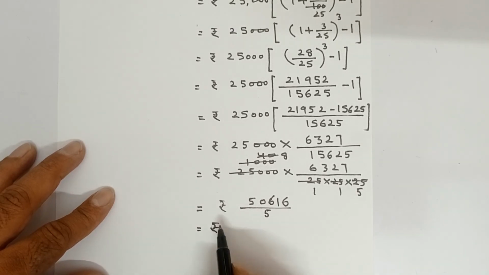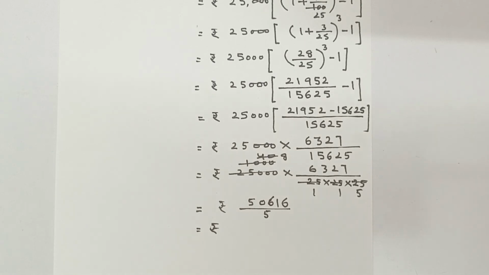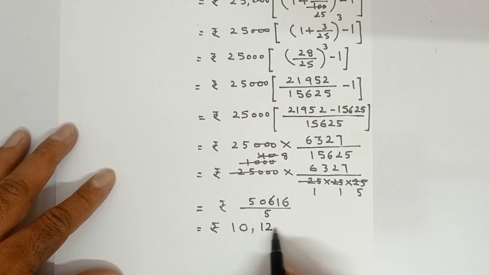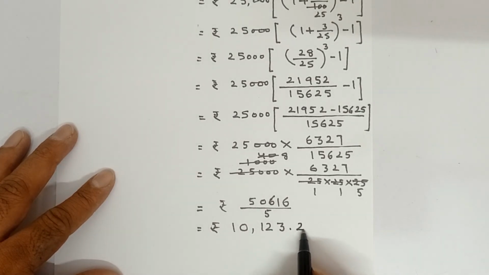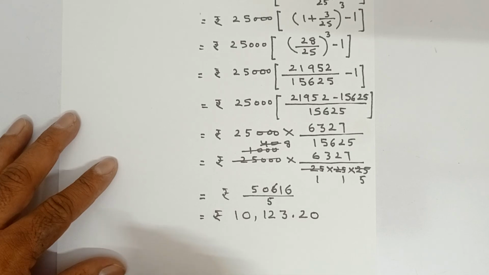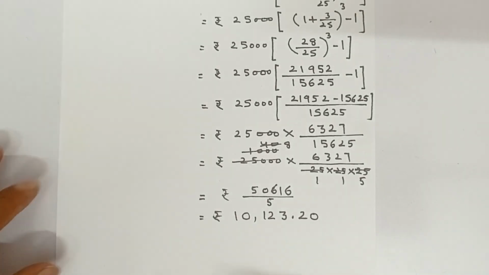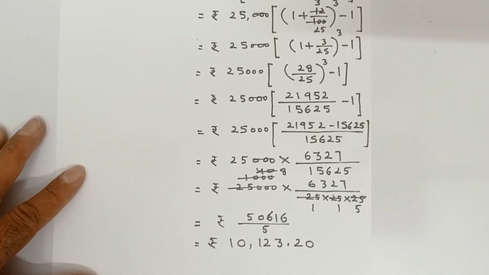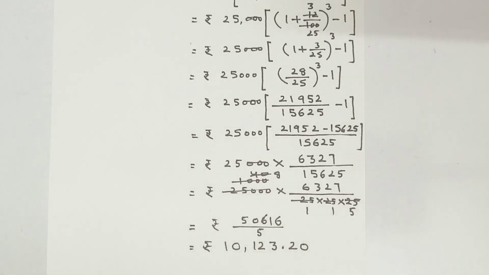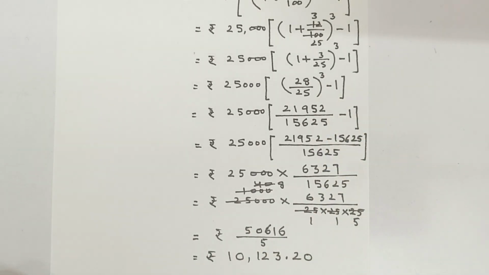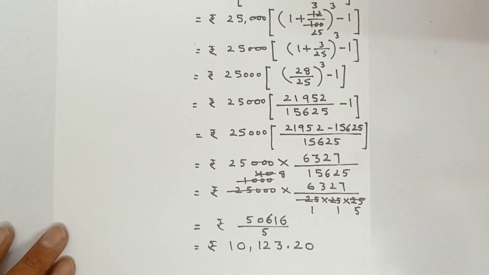Now in the rough work you may divide 50,616 by 5. You will get rupees 10,123.2. When a single digit comes after the decimal and the answer is in rupees, you put a zero because it will become 20 paisa. So it is 10,123 rupees 20 paisa. I have explained this question by applying the formula. By applying the formula, the question becomes very easy, but the calculation part should be done very carefully by you. Thank you. I hope you have understood the solution of the question.